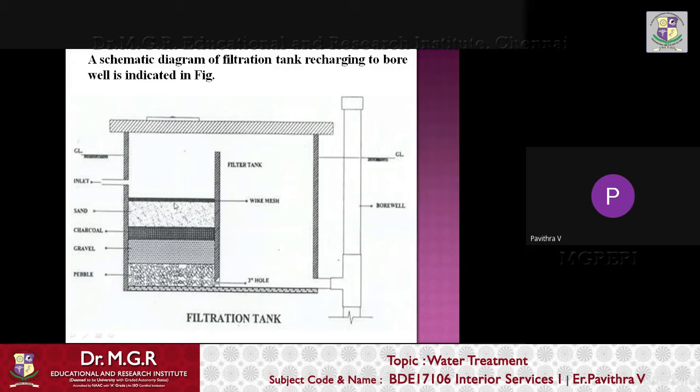First is the wire mesh which will be provided, and then there will be a layer of sand, a layer of charcoal, a layer of gravel, and a layer of pebbles. So the water coming from the inlet first passes through the wire mesh, and then through sand, charcoal, gravel, and pebbles. When the filtration happens effectively by layering these materials in a proper way, then we can store it in a borewell. So this is the recharging of borewells. The only additional thing is we are going to filter the water before storing it. That's all.